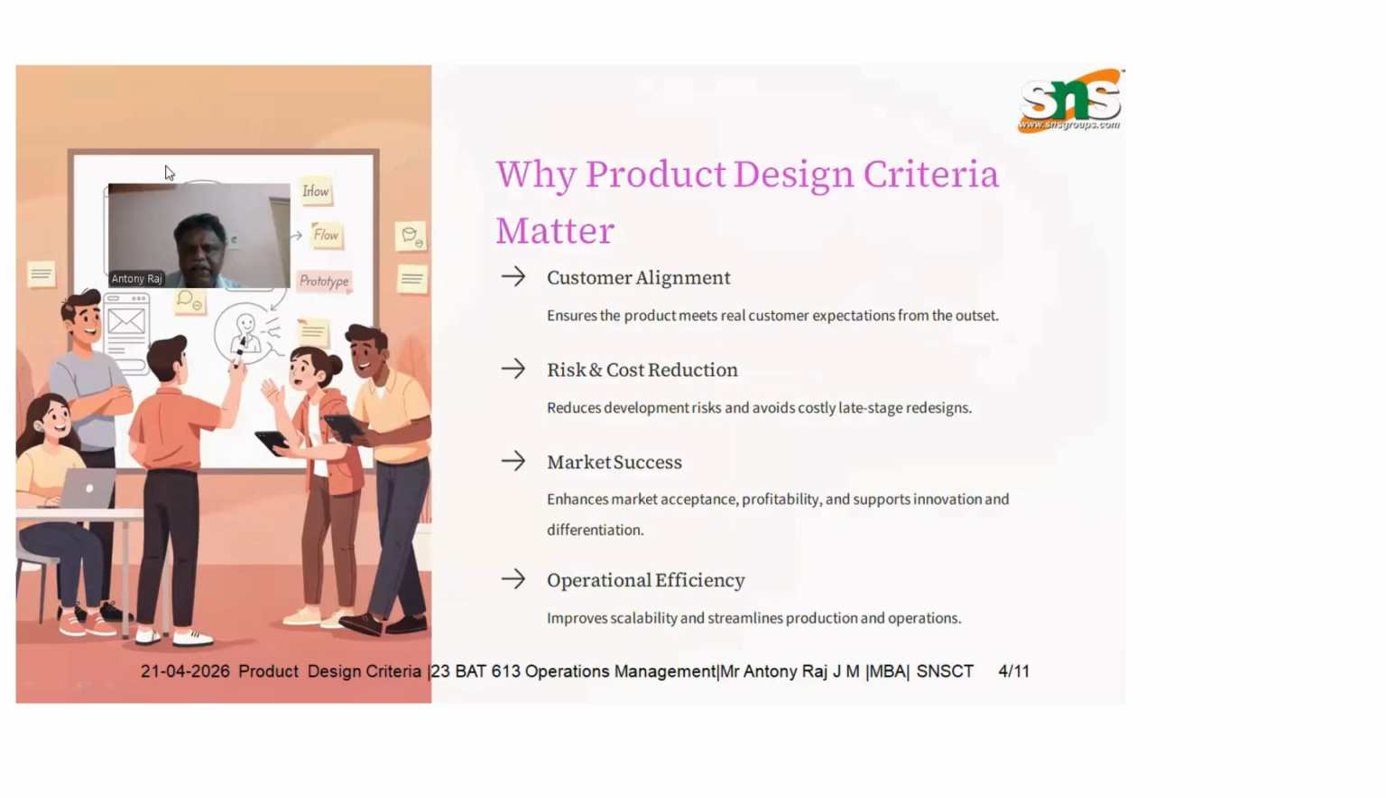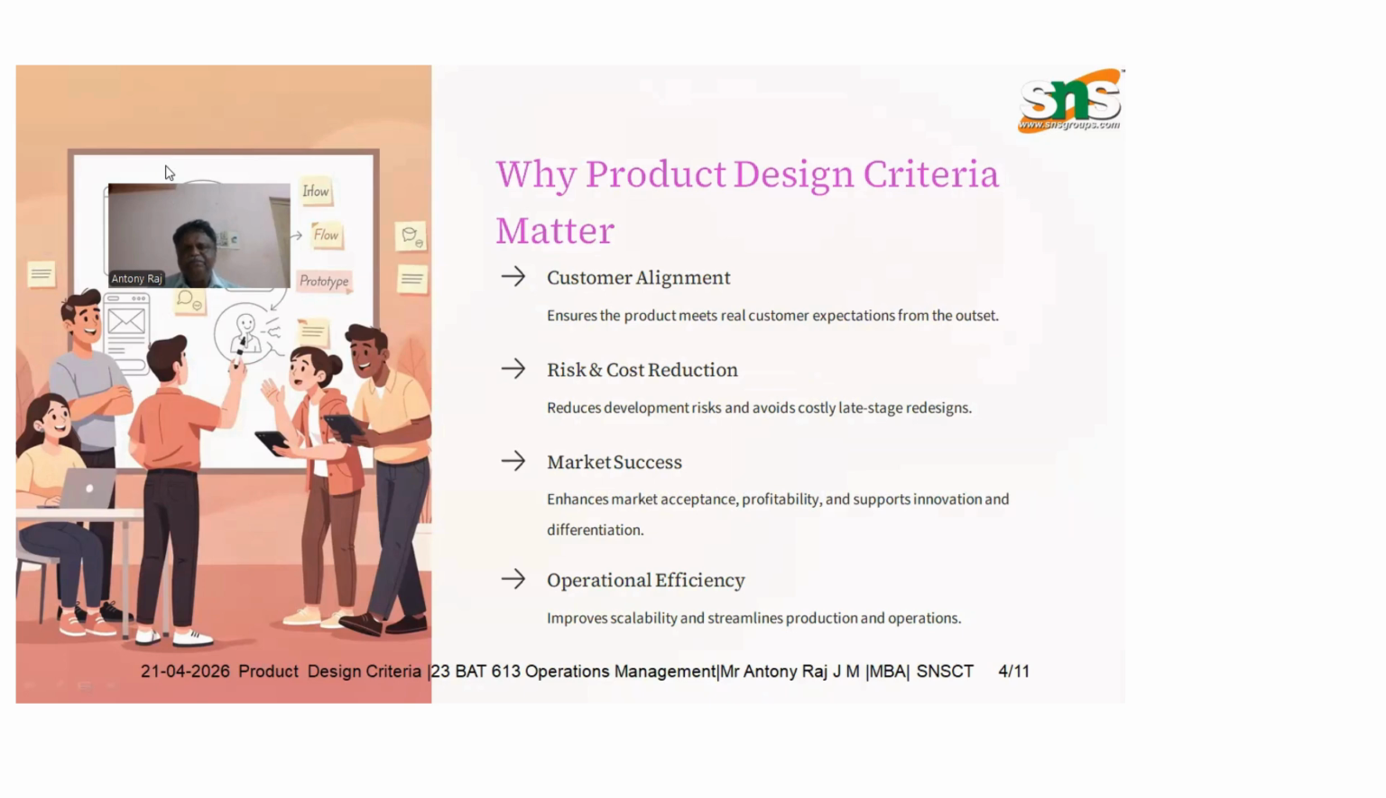And why product design criteria is very important is summarized in these four key points. One is alignment with the customer. Any product has to meet the customer expectations. Otherwise, there's no point. Definitely, the product is not going to get traction, and that is going to be the main reason the product fails. Nobody is going to buy a product which they don't need. So customer alignment is the main criterion with respect to product design.